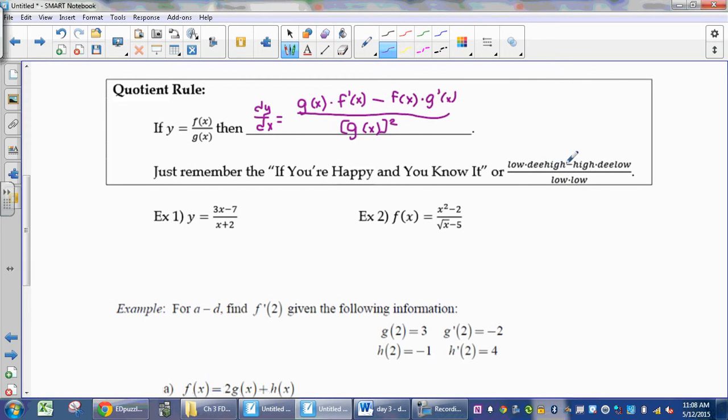Low D high minus high D low all over low times low. Low D high minus high D low all over low times low.